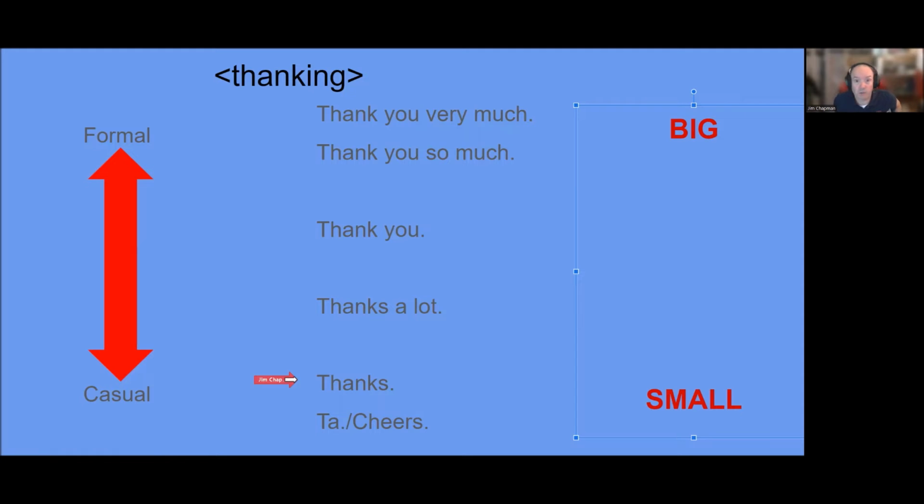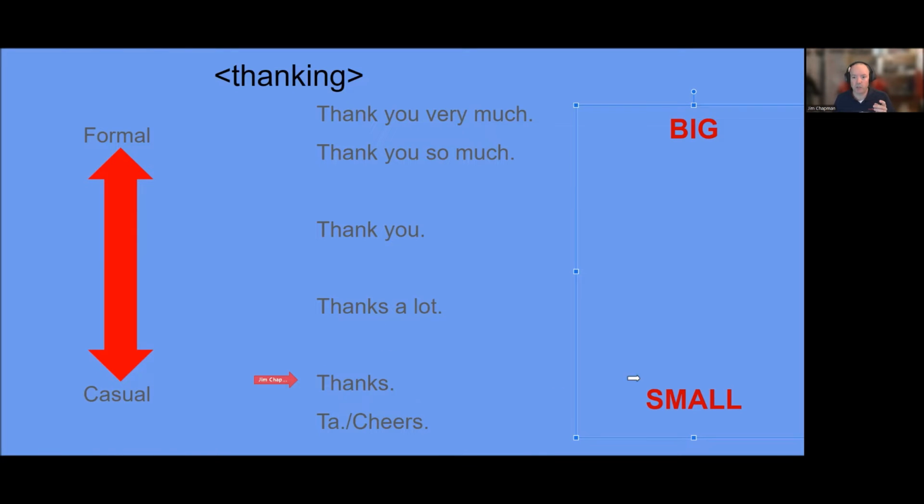And this is professional in your first language. You can do this very easily in your first language. Can you do it in English? Can you match your level of thank you to the situation that you need? This is really challenging. But once again, it's not new words. It's words you already know, except for maybe ta and cheers. It's words you already know. Are you using them in the right way?